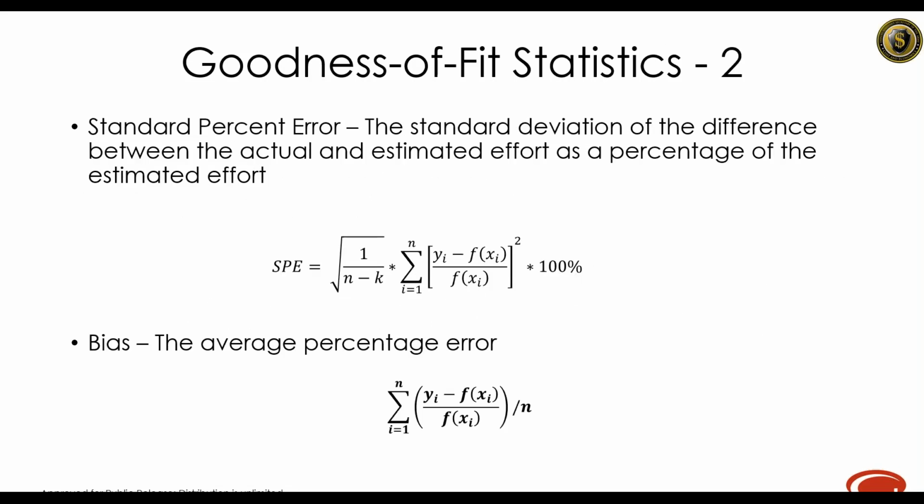We calculated a standard percent error, and that is to understand the difference between the actual and estimated effort as a percentage of the estimated effort. And we also calculated the average percent error, or bias. And bias is a tendency to overestimate or underestimate a parameter.